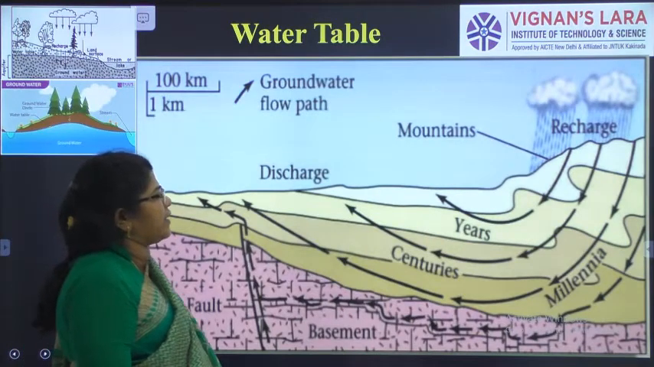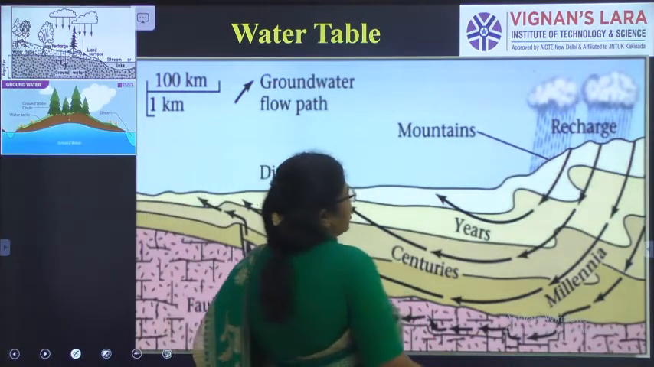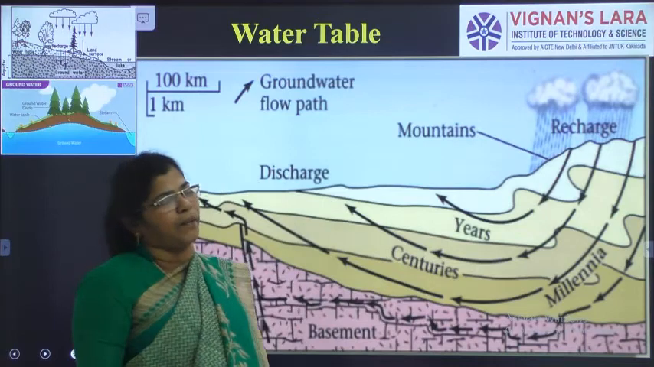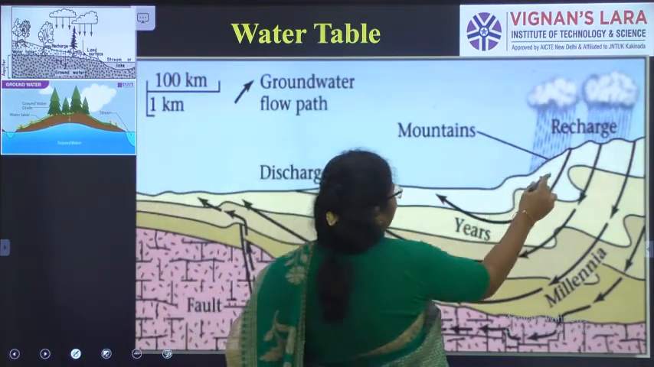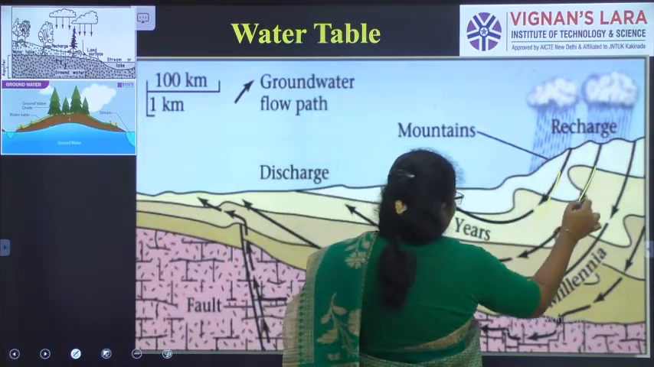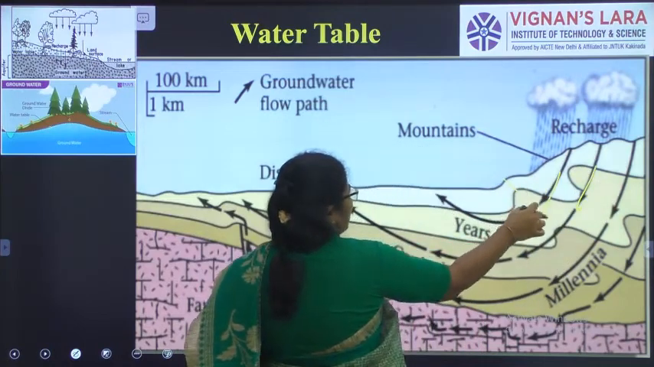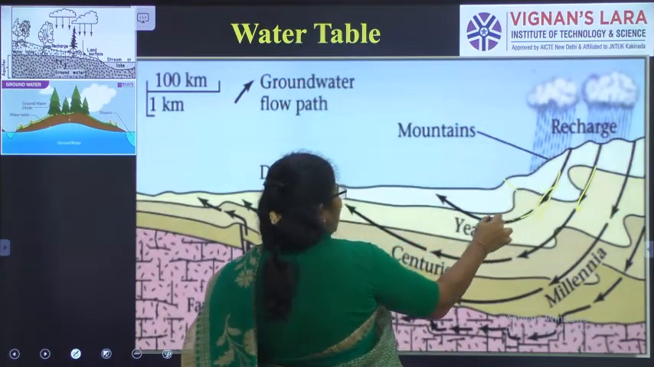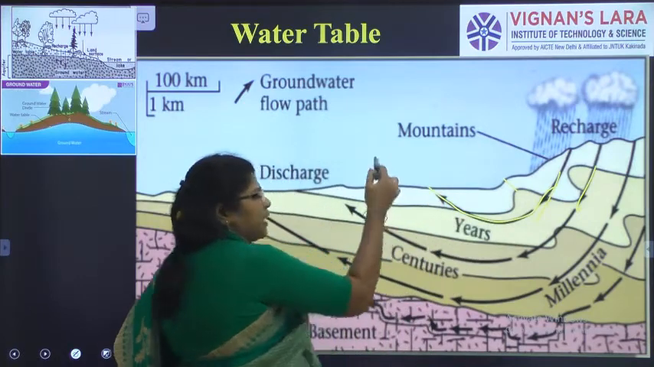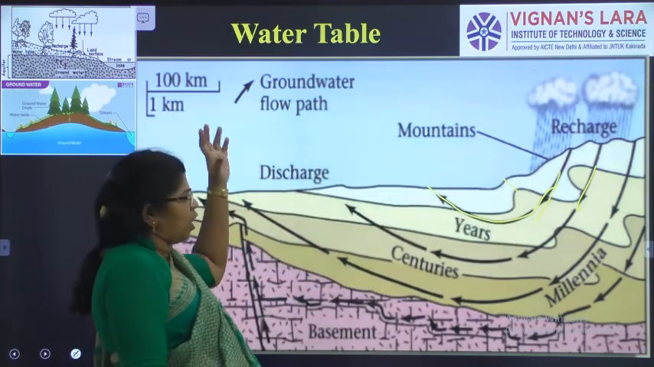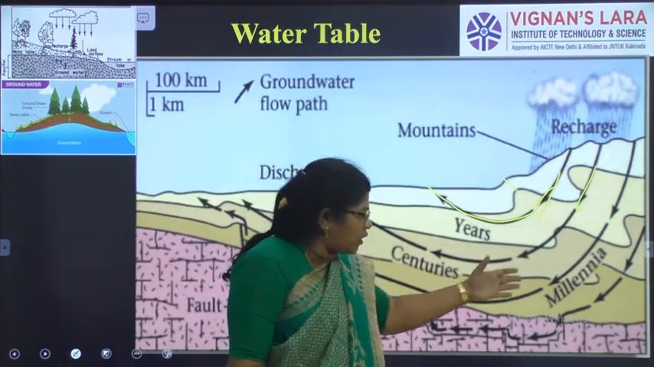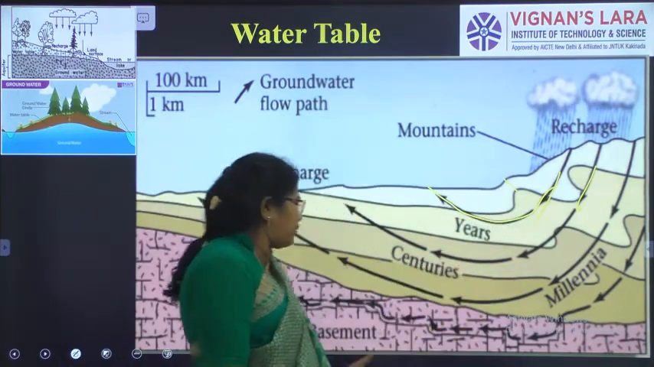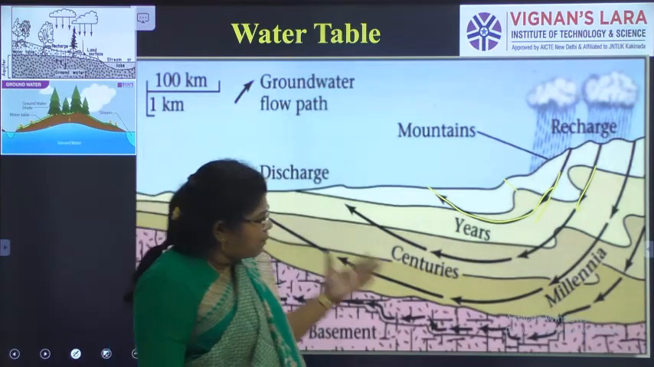So you can see here, this is a recharge. The water table also depends upon the time period. Okay. So it is a recharge. The recharge infiltrates into the ground. So in the top layer, what happens? In some years, this recharge will go into the top layer. But if it is centuries, then the water will go down. If it is millennia, it will go deeper still.